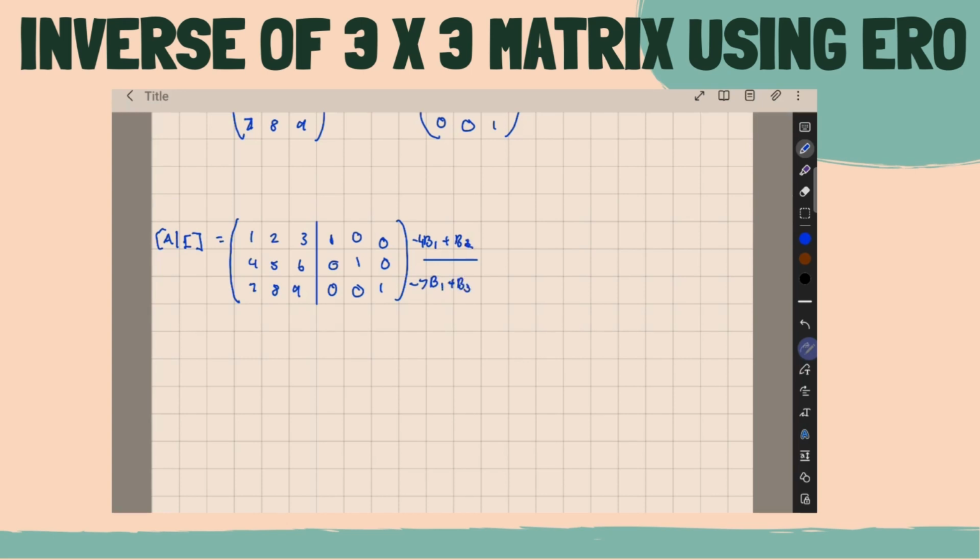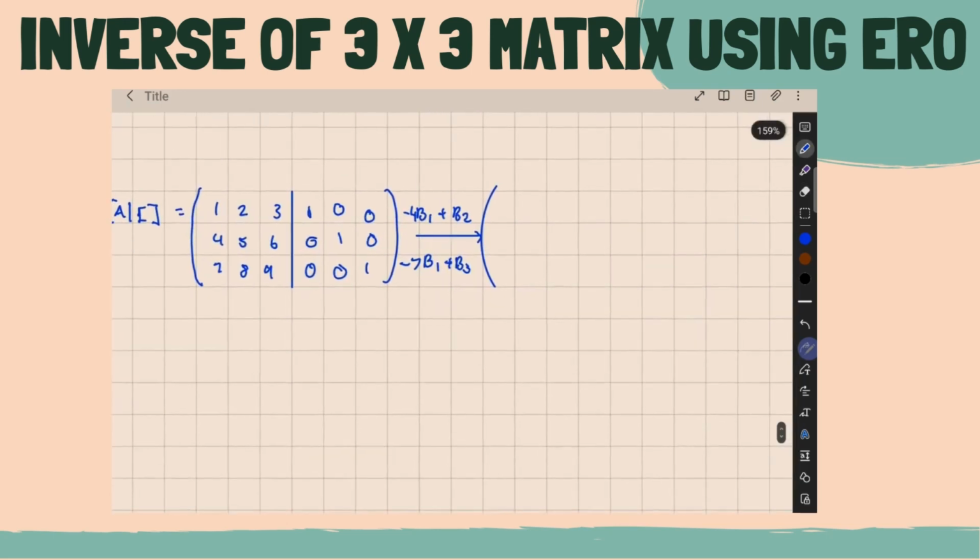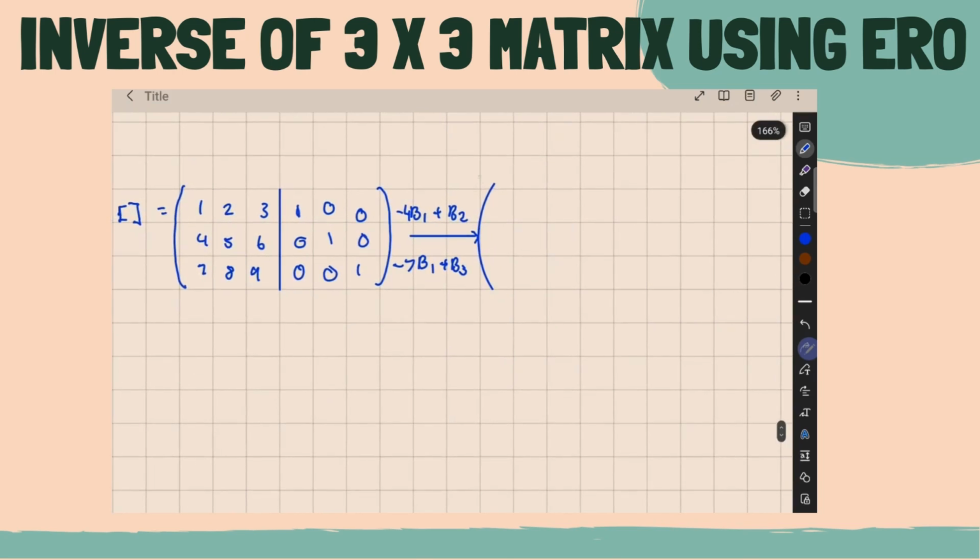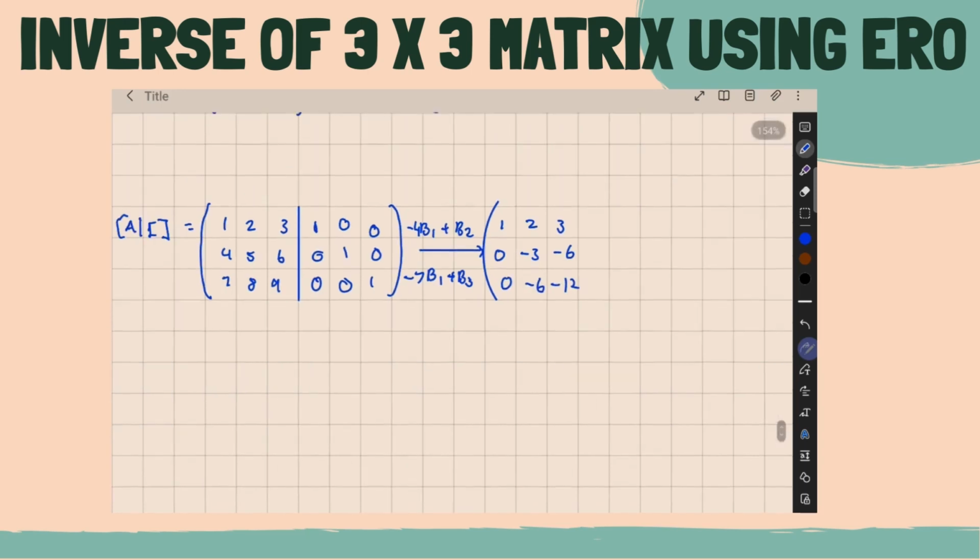This is 2 b2. Then we will get 1. The answer will get 1, 2 and 3. First row did not change. The only row that will be changed is the second row and the third row. So we get 0, negative 3, negative 6, 0, negative 6 and negative 12.